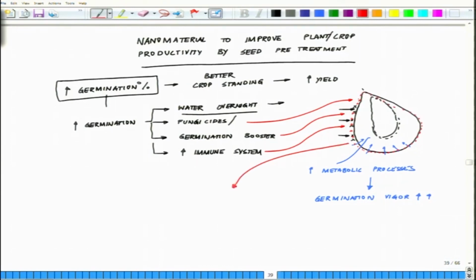So, once the seed is in the soil, there is enormous competition from microbes, who are competing for food, from other seeds of the same family as well as from other families, and from different insects and other pathogens.